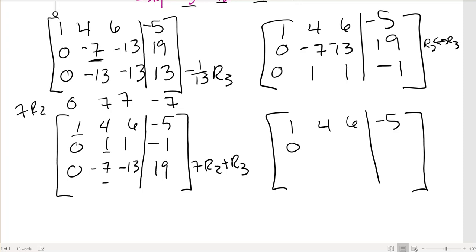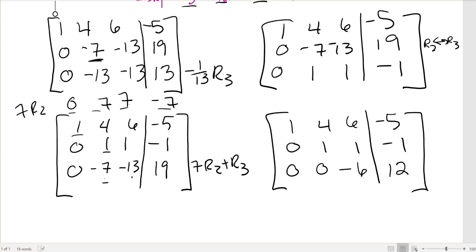The second row, still the same, 0, 1, 1, negative 1. And then now I'm adding this 0, 7, 7, negative 7. So 0 and 0 is 0. 7 and negative 7 is 0. 7 and negative 13, that's negative 6. Negative 7 with 19, that's positive 12.